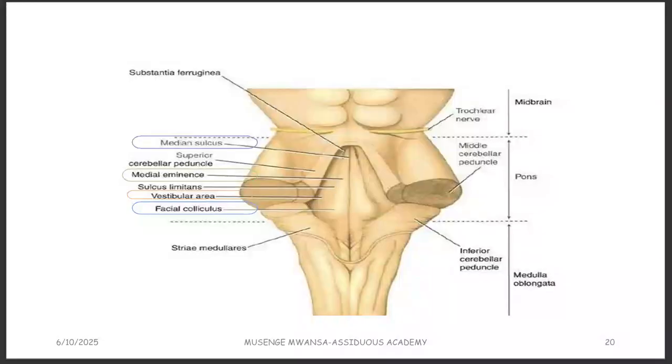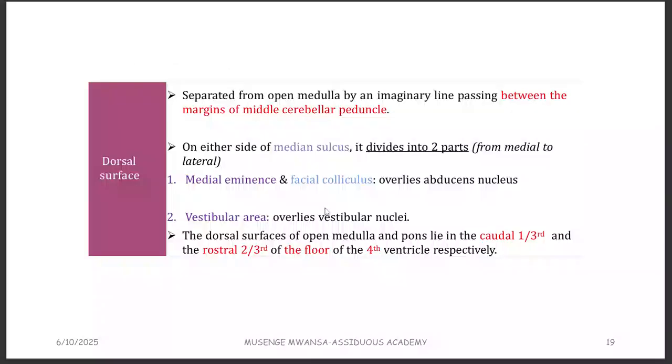The medial eminence is much in front. Okay, so this is the one here, medial eminence, and then you have got the facial colliculus. You can see it's supposed to be a bit lateral. Okay, and you can see it's even much bigger. So that is it. And then you also have the medial eminence and facial colliculus.